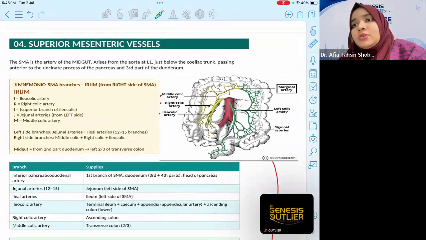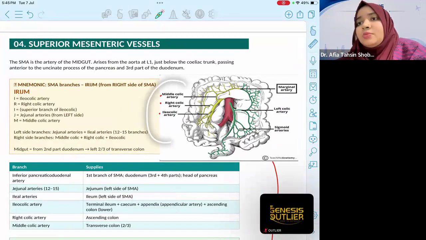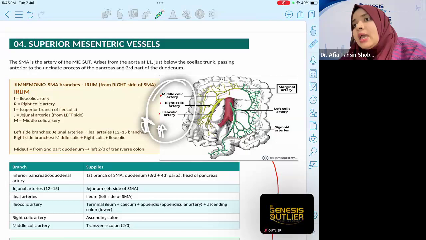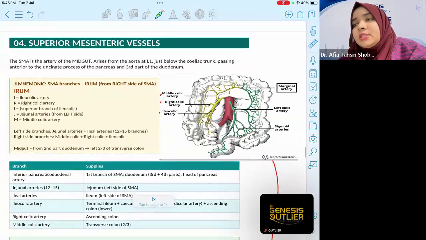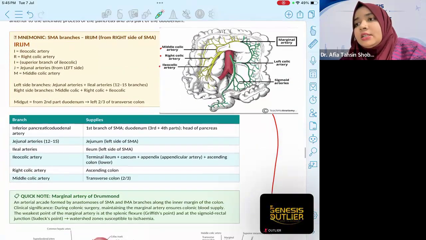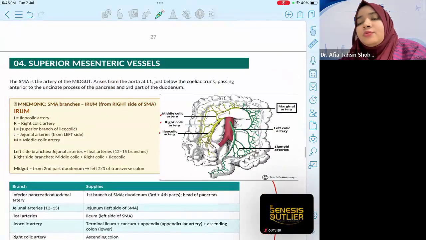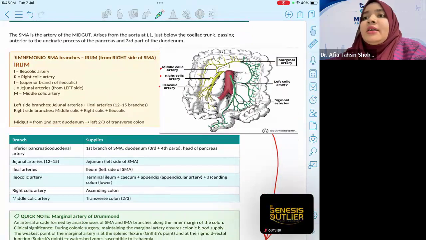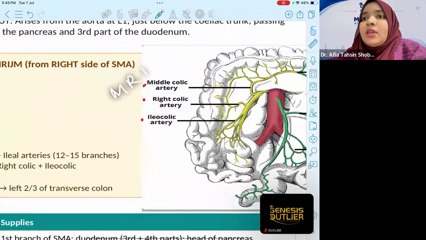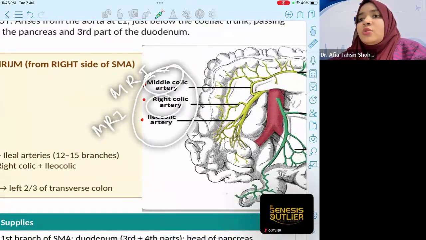These are the main branches of superior mesenteric artery. Other branches are jejunal arteries and ileal arteries. These are also branches, but these three are the main branches, and you should know them for the cadaveric image. In case of inferior mesenteric artery, we will study it later. First, here, we just know middle colic, right colic, and ileocolic. I use a mnemonic here, MRI. We all know about MRI. So middle colic, right colic, ileocolic.